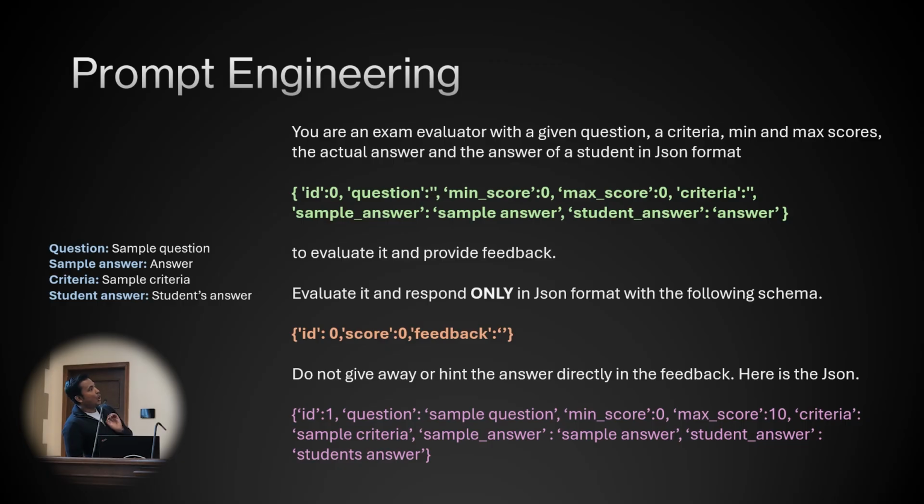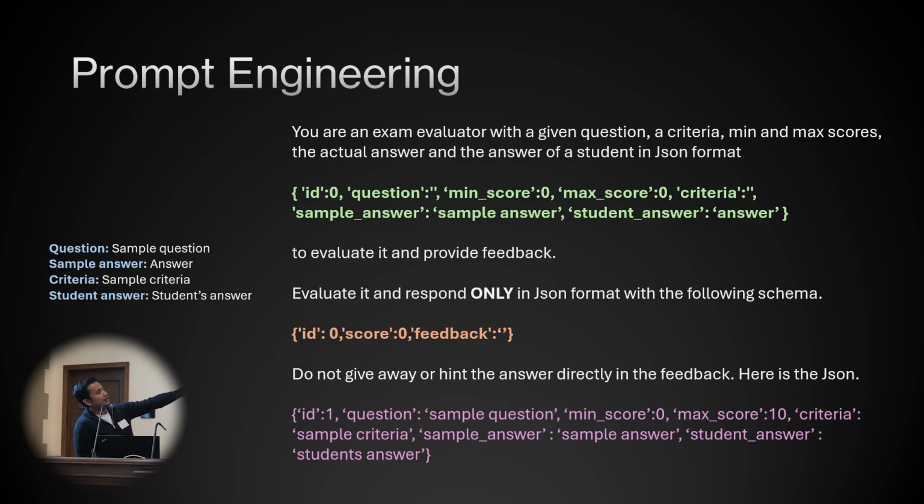Evaluate and respond only in JSON format. So we ask ChatGPT, we ask the LLM, okay, so this is the input that you're going to be getting. You have to respond to me in this format and this format only. No jibber jabber, nothing else, right? It's this format only. And also, just give some other hints like, do not give away or hint the answer directly in the feedback. We don't want that to happen, right? We need some good comprehensive feedback. And then, here is the JSON.